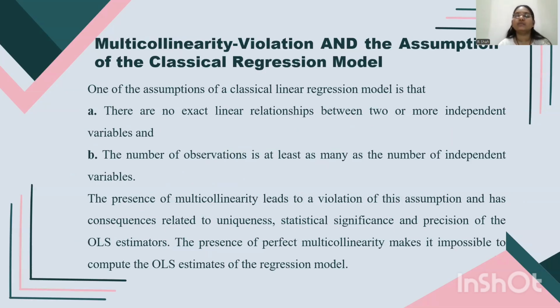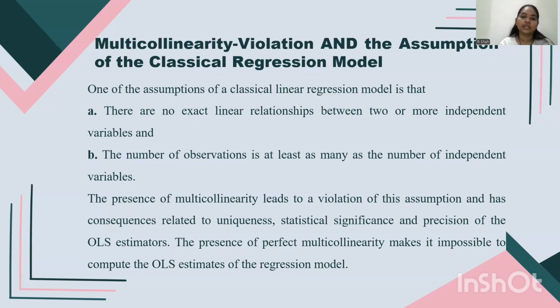Some assumptions are there, and violation of those assumptions leads to multicollinearity. So let's see about that. Multicollinearity is a violation of the assumptions of the classical regression model. One of the assumptions of the classical linear regression model is that there is no exact linear relationship between two or more independent variables, and second, the number of observations is at least as many as the number of independent variables.